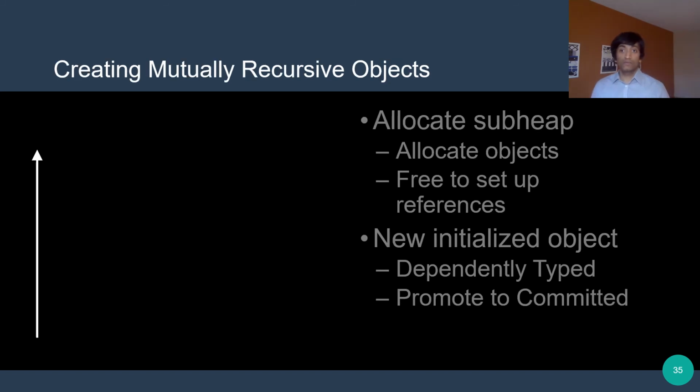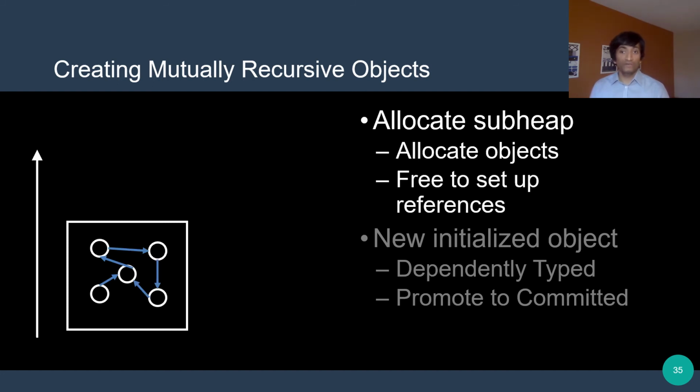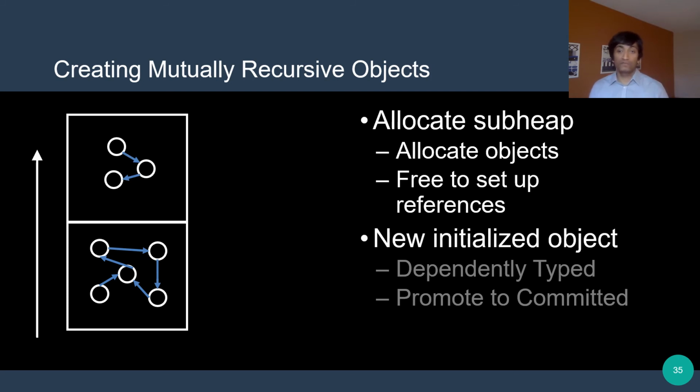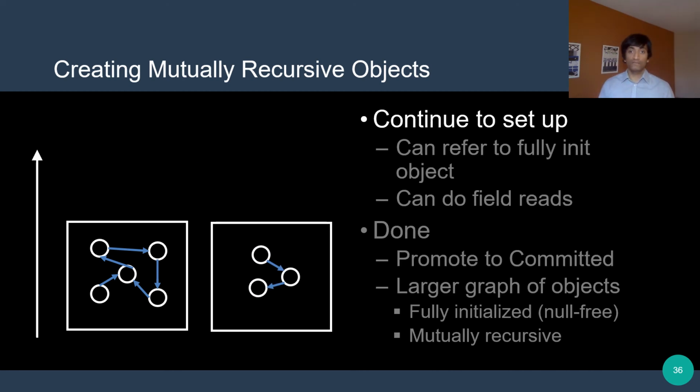In this setting, we create a mutually recursive graph of objects by first allocating a new free subheap and then allocating multiple objects on that subheap. Then we are free to set up references between these objects. In the middle of this, we have the flexibility to create a fully initialized set of objects. These new objects can be dependently typed on the previous objects. Once we're done, we can promote the new set of objects to the committed heap.